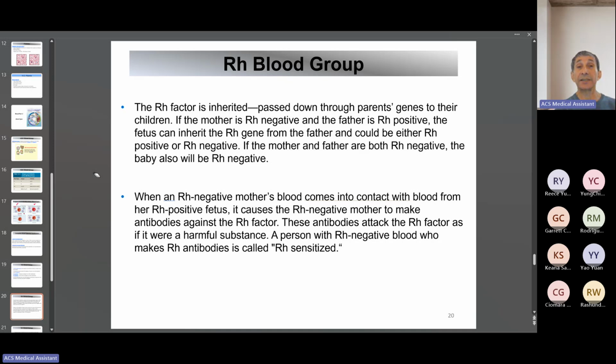this positive is going to collide with the negative that the mother has. So now what's going to happen? It's going to kill the red blood cells, and the child is not going to develop. You're going to develop a miscarriage. That is 100%.